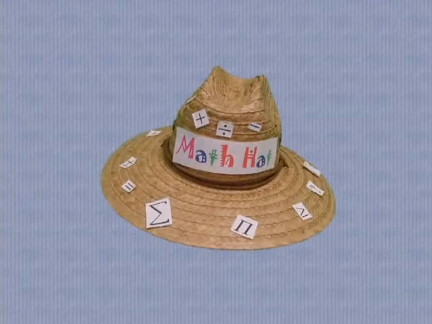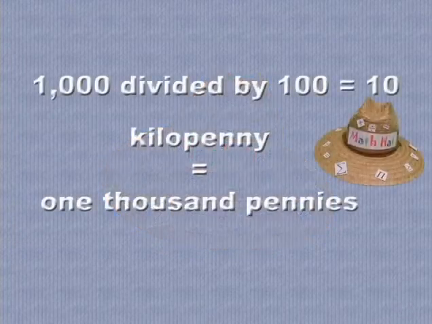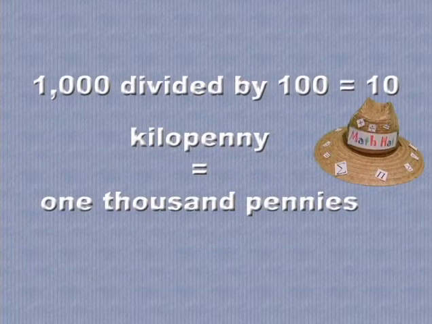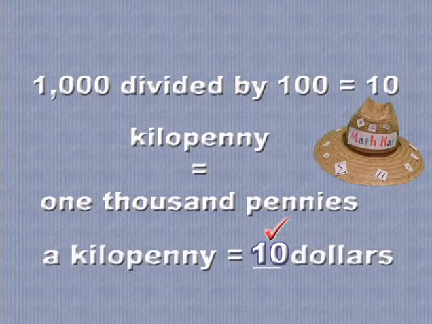This last one is a bit tricky. You better put on your math hat. The prefix kilo means 1,000, so a kilopenny is 1,000 pennies. Since there are 100 pennies in a dollar, you would divide 1,000 by 100 to find out how many dollars there are in 1,000 pennies, and you get 10. So, there are $10 in 1,000 pennies, and that means there are $10 in a kilopenny. Not so hard if you take it step by step.